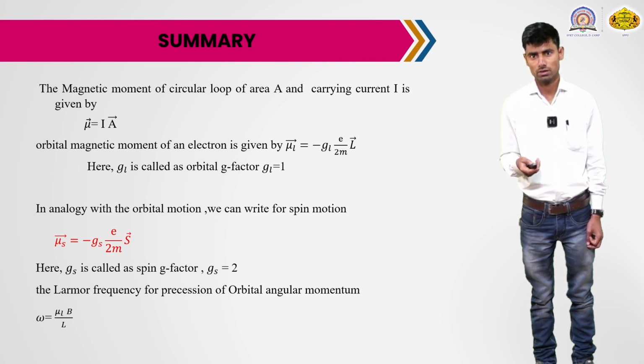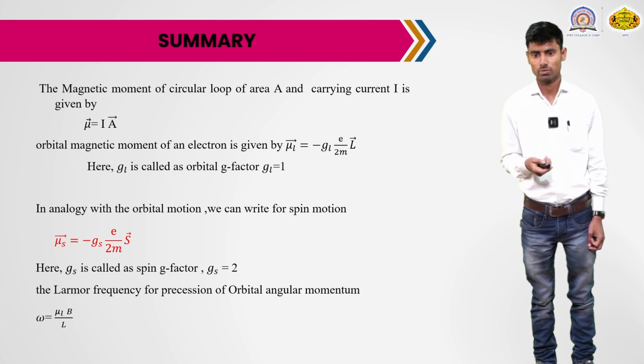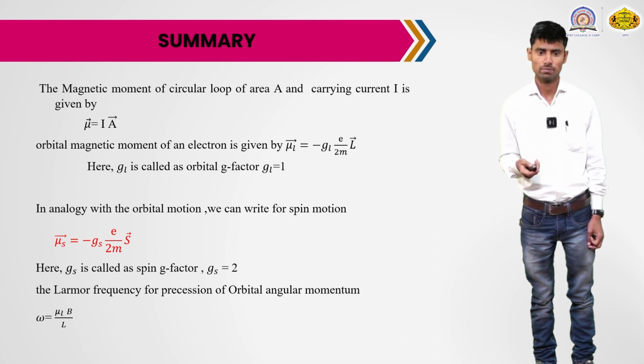So here gL is the orbital g factor, and its value is 1. Similarly, for spin motion, mu s equals minus gs e upon 2m into s bar. Here gs is called the spin g factor, and its value is 2. And the Larmor frequency for precession of orbital angular momentum is mu L B upon L.